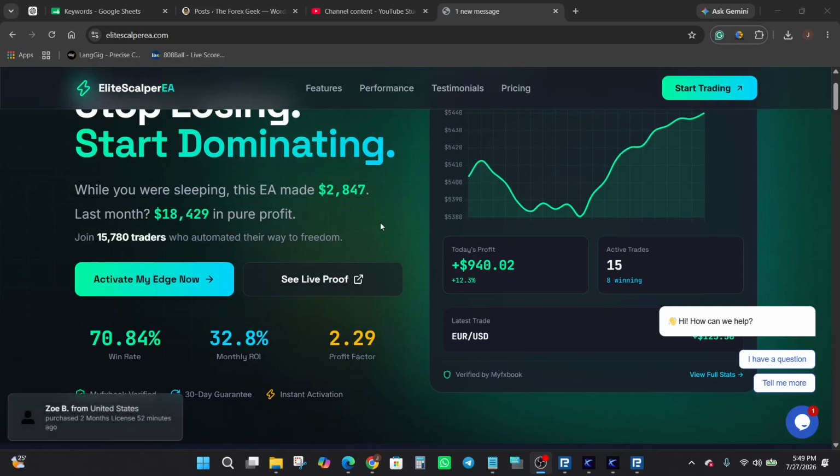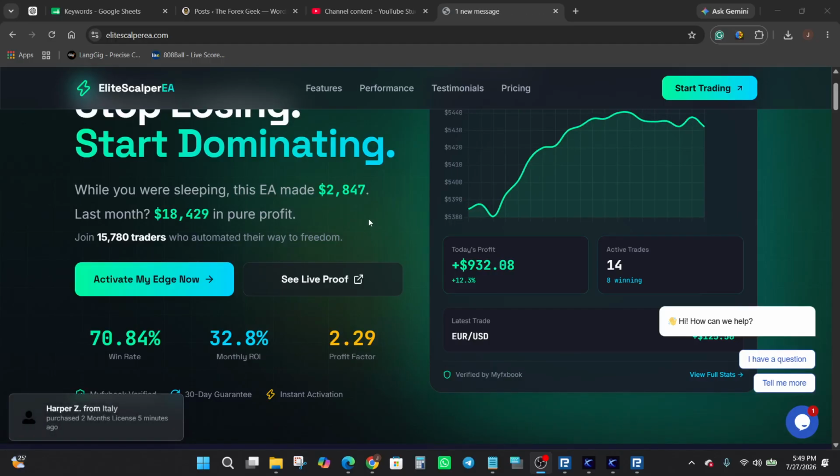One important detail that is clearly confirmed throughout the website is platform compatibility. The installation guide, pricing section, and setup instructions all specify that Elite Scalper works with MT5. So this review is focused on the MT5 version.